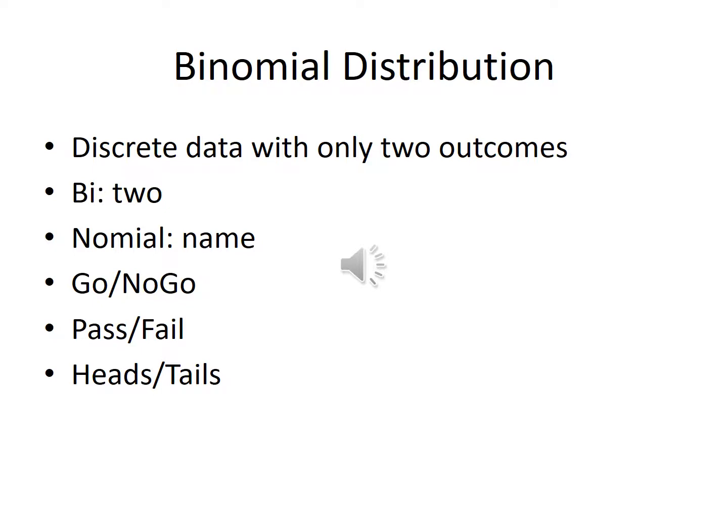First distribution is binomial. And this is discrete. By that we mean we can't have a fraction. It's either go, no go, pass, fail, heads, tails. You can't have half a head, half a tail on a coin flip. Bi meaning 2, nomial meaning name.